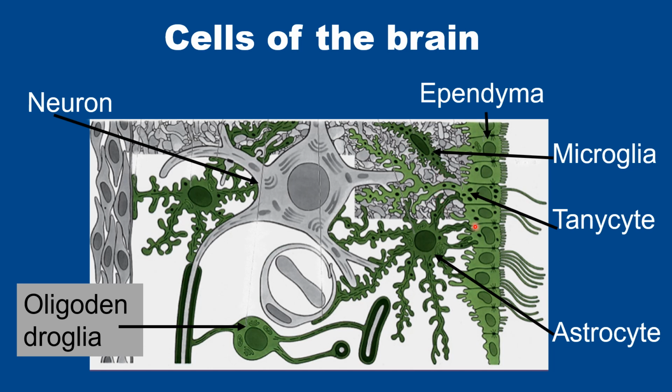The ependyma are ciliated or cuboidal epithelial cells lining the ventricles and the central canal of the spinal cord. They form the brain CSF barrier. Tanycytes are a special type of cells in the third ventricle that carry hypothalamic releasing factors to the posterior lobe of the pituitary gland.